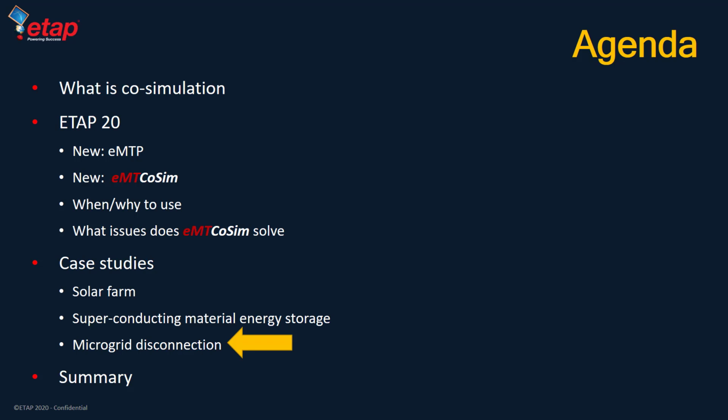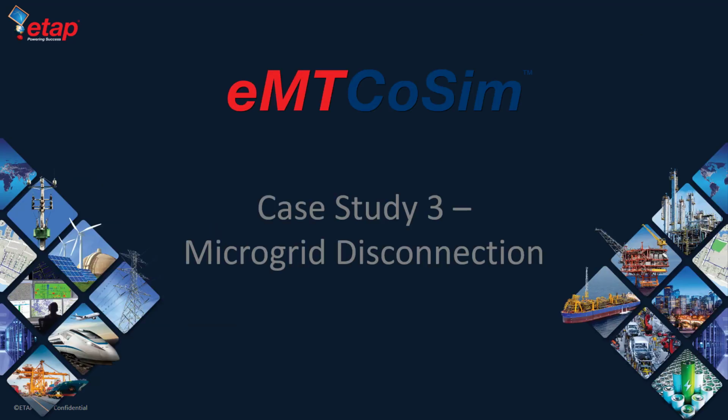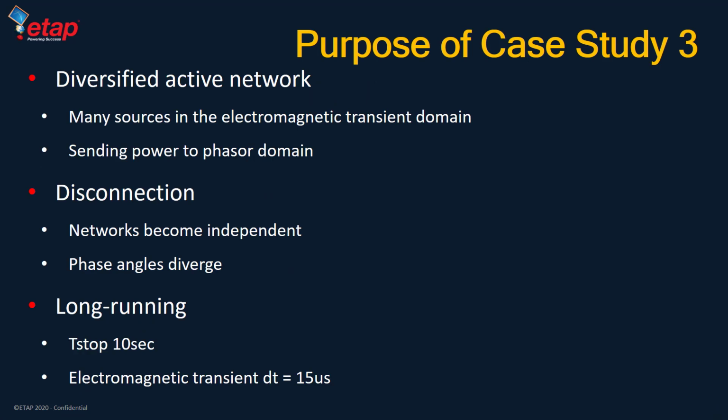So let's now talk about case study 3. Finally, the third case study will show that one can have a diverse generation portfolio with a lot of detail serving a large network modeled in the Phasor domain. As shown before, there is no need to model large networks in the electromagnetic transient domain when you have the Phasor domain to handle that for you.